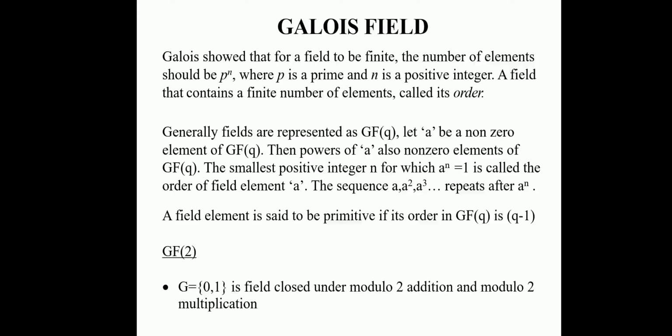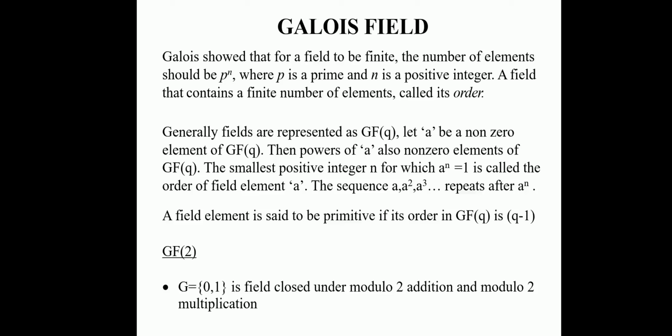Galois showed that for a field to be finite, the number of elements should be p raised to n, where p is a prime and n is a positive integer. So if a field consists of a finite number of elements in such a way that the number can be expressed as p raised to n, where p is a prime number and n is a positive integer, then that field is called a Galois field. So simply we can say that a finite field is called a Galois field, and the number of elements in that field is called its order.